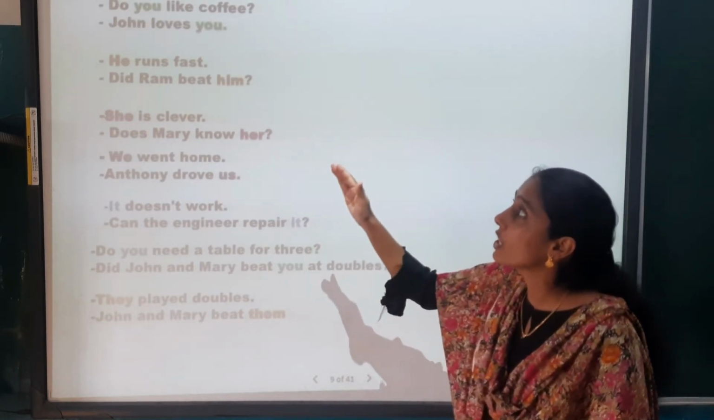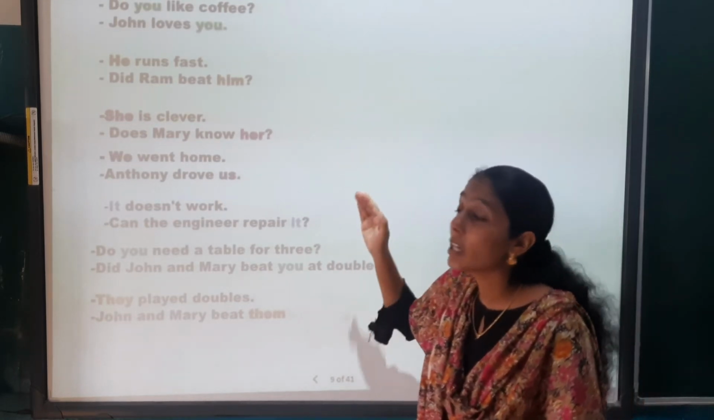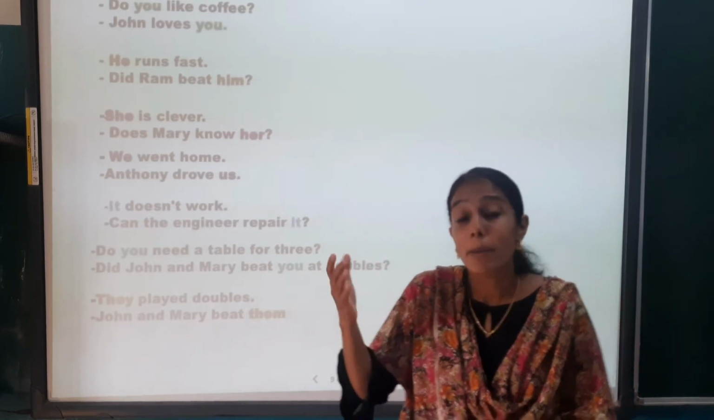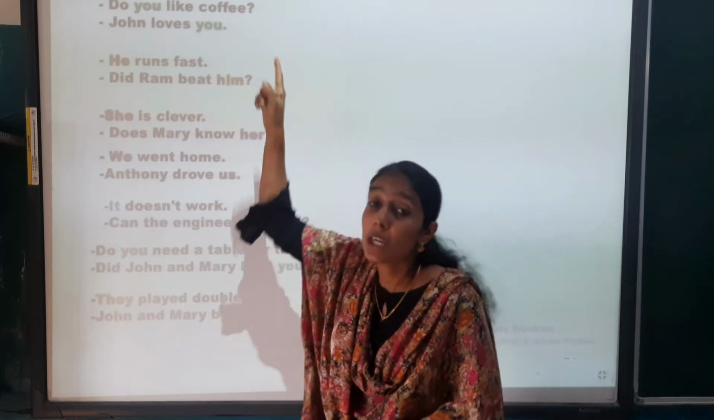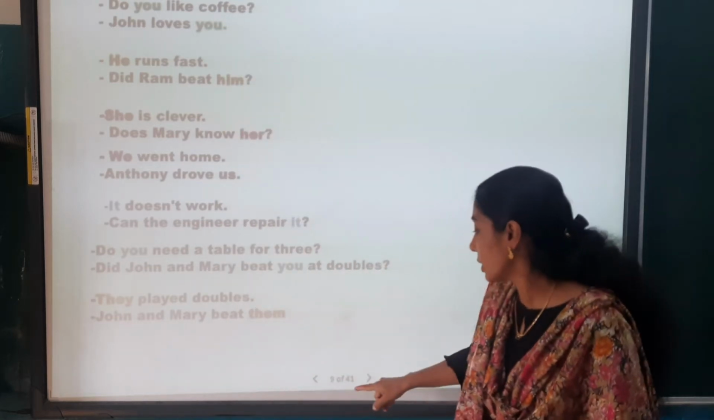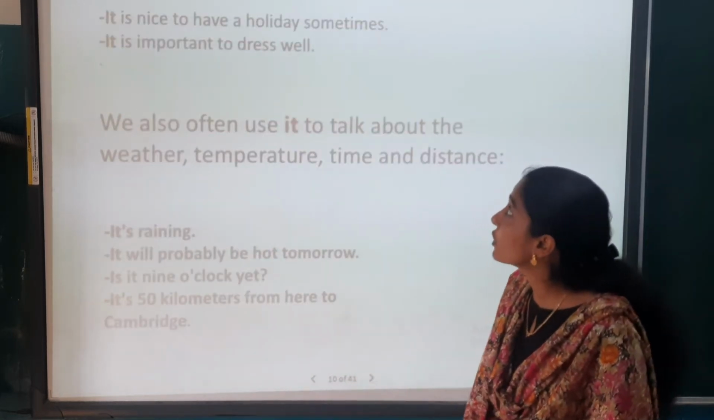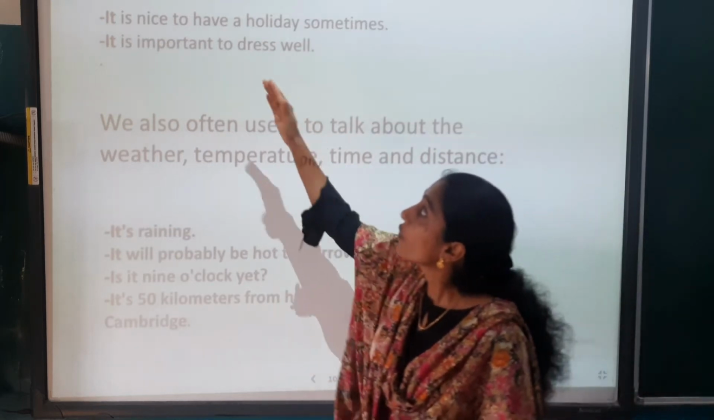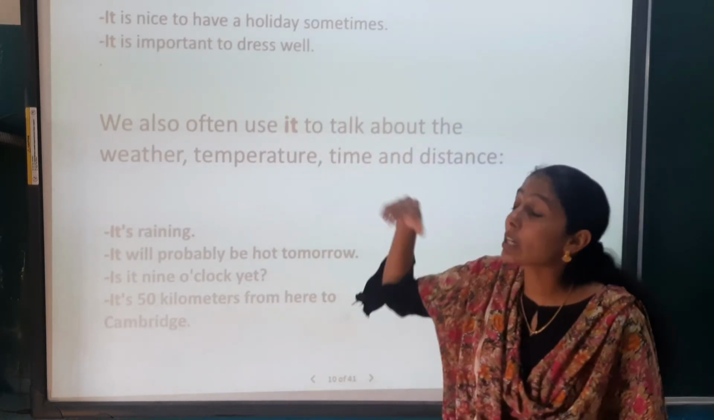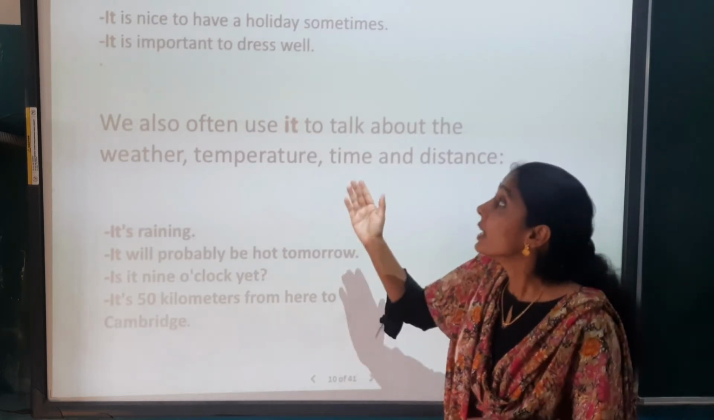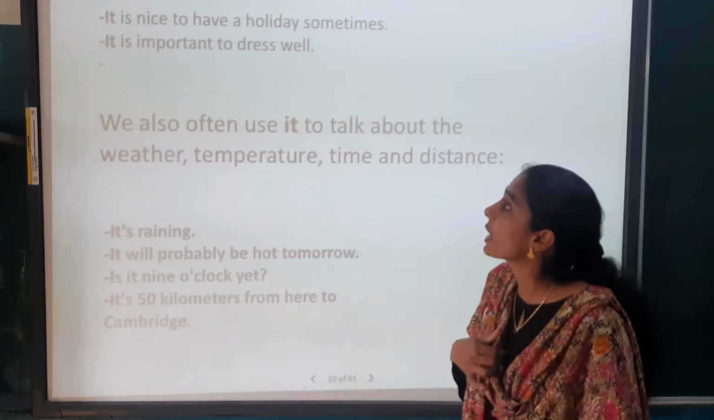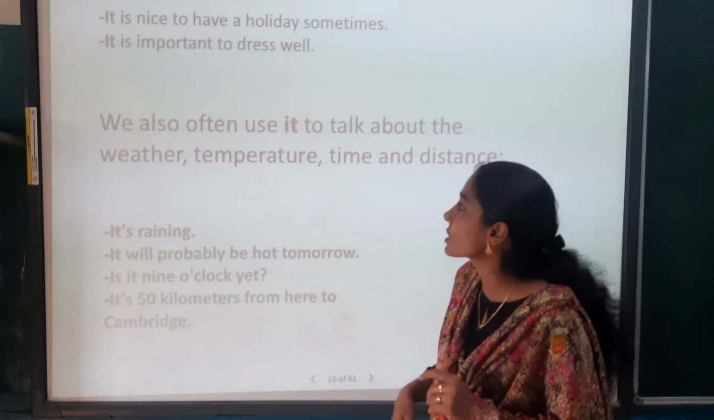These are some of the examples. I like coffee. John helped me. John is a subject, but when I am using that, John helped me, me is the object, the indirect object. These are some of the examples. We often use it to introduce a remark, what I just now explained. It was a beautiful day. It is nice to have a holiday sometimes. It is important to dress well.